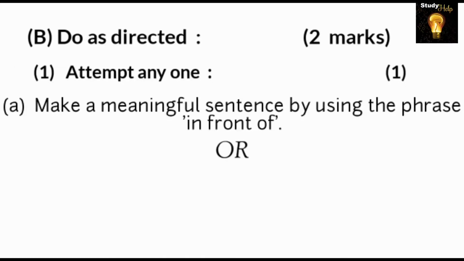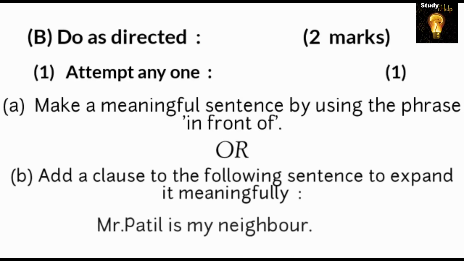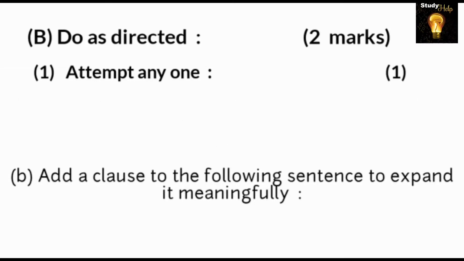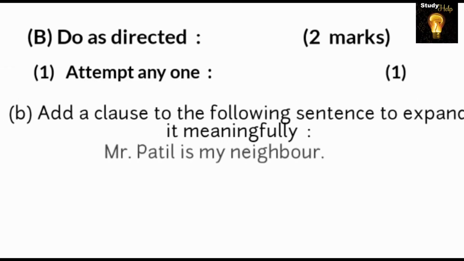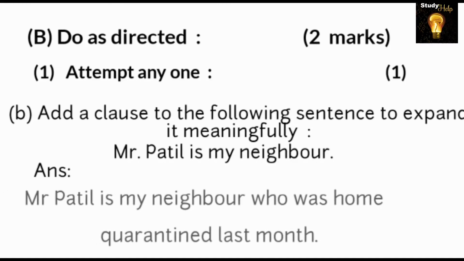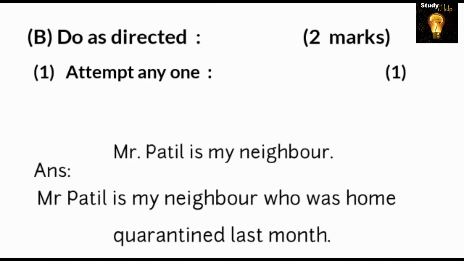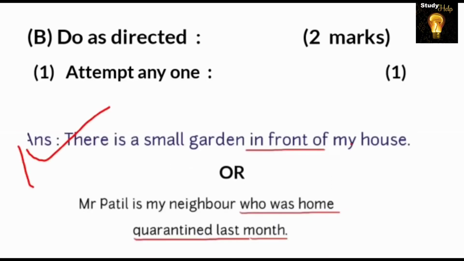Or there is option for it, another alternative. Add a clause to the following sentence to expand it meaningfully. The given sentence will be there and you have to add another small sentence which is known as clause. Clause is a small part of the sentence. Here the sentence is given, Mr. Patil is my neighbor, and you have to add the clause, Mr. Patil is my neighbor who was home quarantined last month, and you can get 1 mark for it. Any one of the sentences if you have written, you can get 1 mark for that.